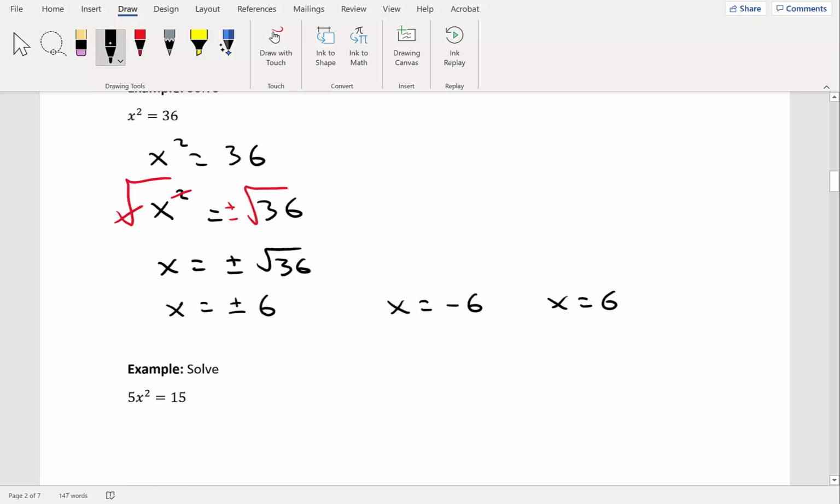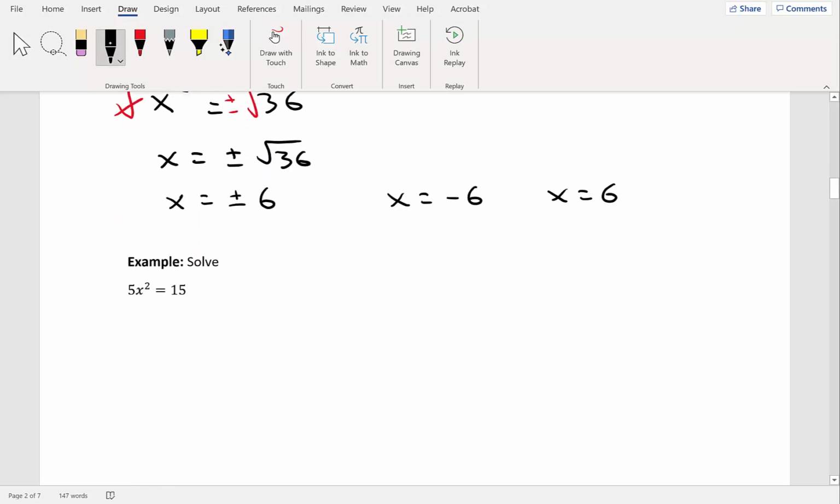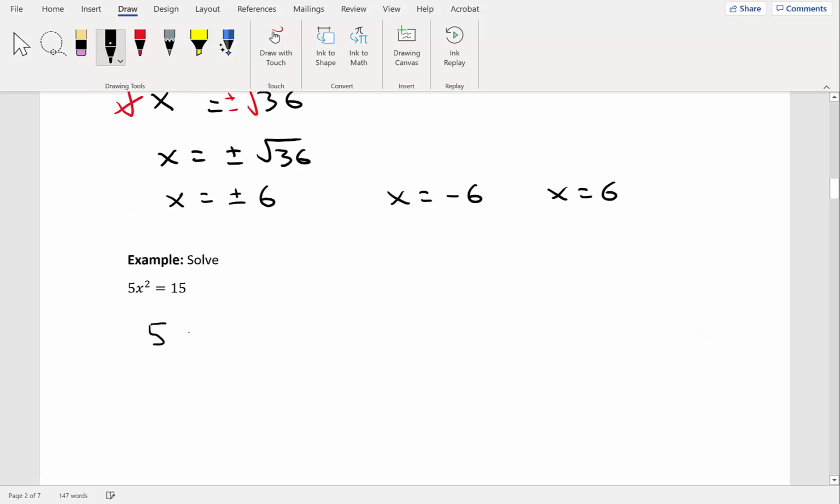Let's take a look at another problem. This time we have 5x squared is equal to 15. Now in this particular problem, our expression that's squared is not completely by itself. We have that 5 in front of the x squared. So let's go ahead and divide both sides by 5. And now this gives us x squared is equal to 3.